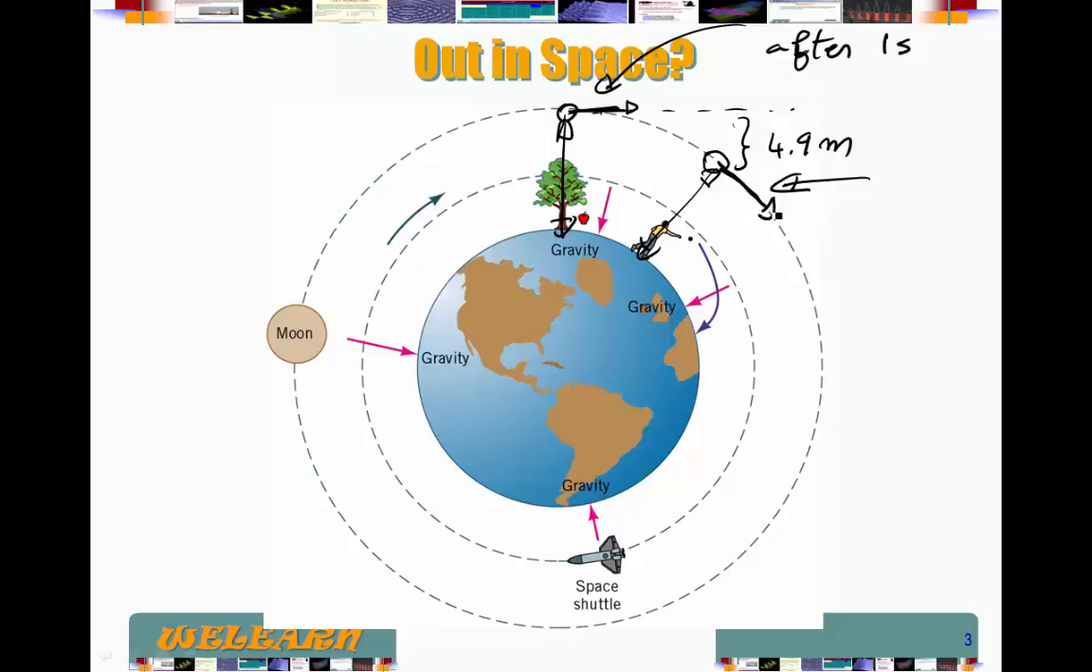And after another second, it's going to fall another 4.9 meters, landing here with that same initial velocity. And after 1 second, it's going to fall again 4.9 meters, landing here with that same initial velocity, and so on, making a full orbit around the Earth. That's the principle of a projectile.